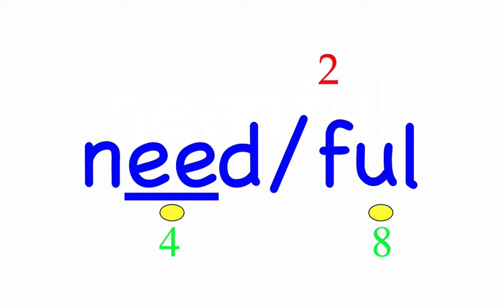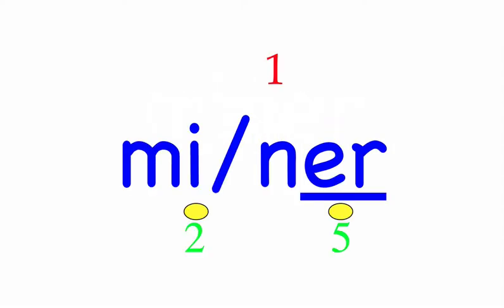Minor. The miner went underground to go to work. My, 2 sounds. I. Ner, 2 sounds. Minor. Mark the word. Now we have another spelling of this word, M-I-N-O-R. Sounds the same, spelled differently, and has a different meaning. A minor, M-I-N-O-R, is someone underage.